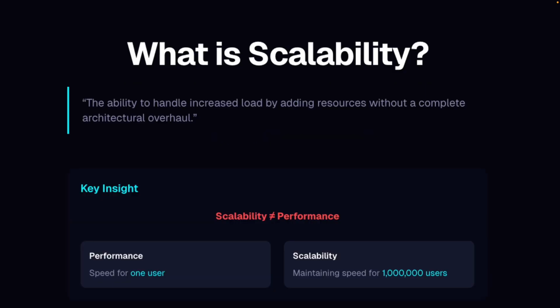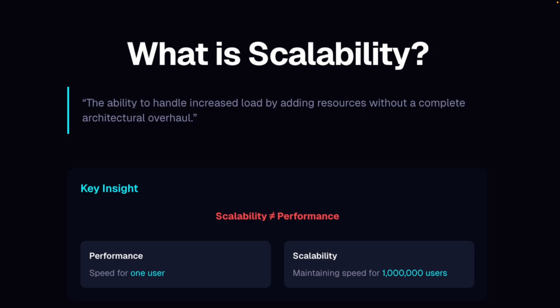First, let's clear up a massive misconception. Scalability is not performance. Performance is about speed. If I click a button, it responds in 50 milliseconds. That is performance. Scalability is toughness. If 10,000 people click that button at the exact same time, does it still respond in 50 milliseconds or does the server catch fire? Scalability is the ability to handle more load by adding more resources without having to rewrite your entire code.